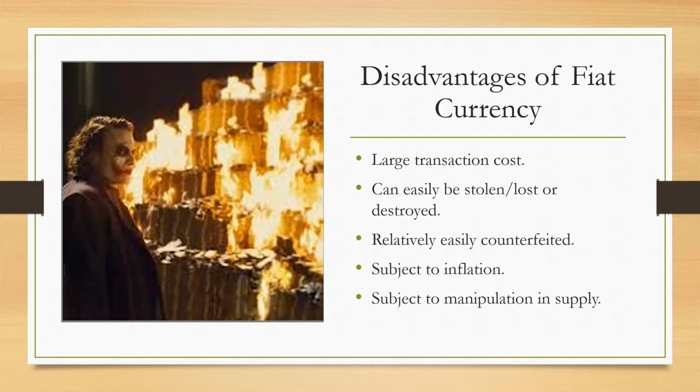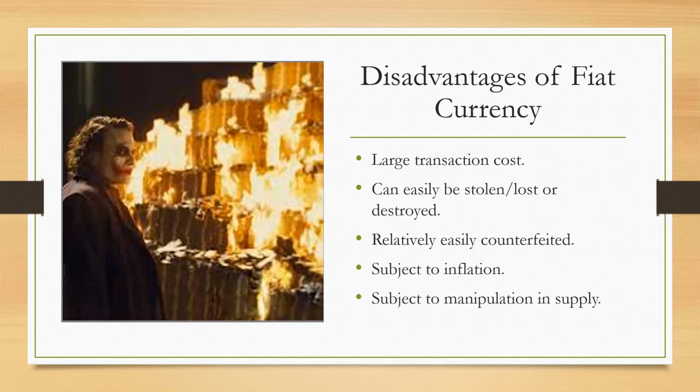Secondly, it's fairly easy to steal. It's fairly easy to lose, and it's fairly easy to destroy. Hence, this photo. The Joker in this case robbed the banks, so they lost their money, and then he just lit it on fire. So all of that value would have been destroyed just by that one action. All right, these are the problems with fiat currency.